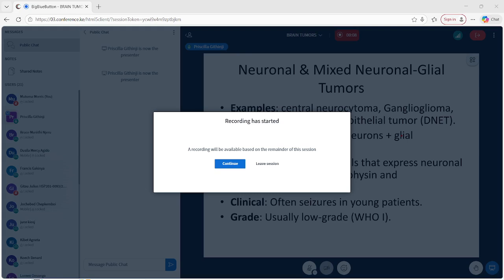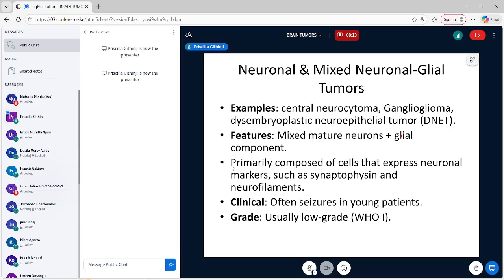I was saying the other group of tumors are your neuronal and your mixed neuroglial tumors. So these are tumors that affect both your neurons and the glial cells, like your astrocytes and your oligodendrocytes. So tumors in this category, for example, we have your central neurocytoma, which is purely a neuronal tumor, or you can have your ganglioglioma or this dysembryoplastic neuroepithelial tumor, the DNET, which is usually a mixed neuroglial tumor.